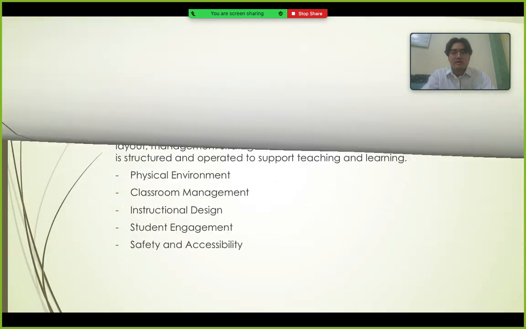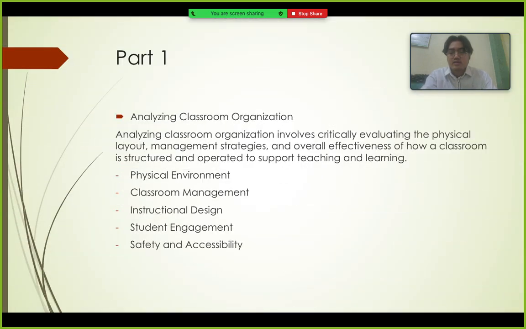Overall, analyzing classroom organization involves taking a comprehensive look at the various elements that contribute to the overall functioning and effectiveness of the learning environment. This process helps educators identify strengths, address weaknesses, and make informed decisions to optimize student learning outcomes.